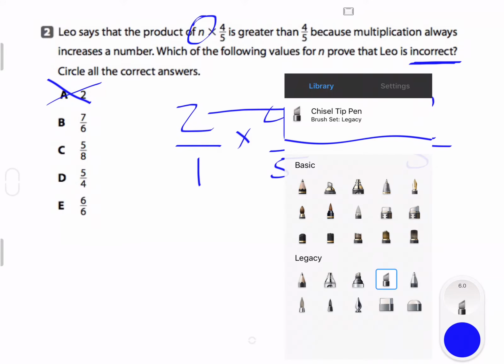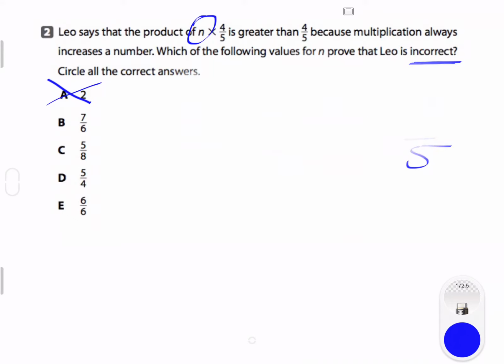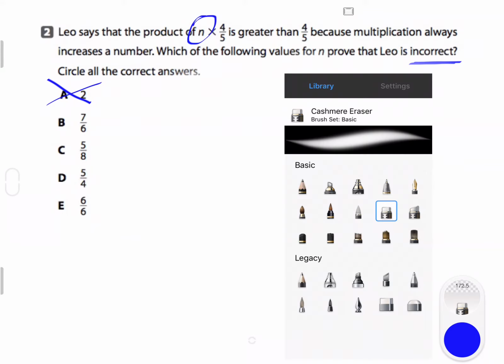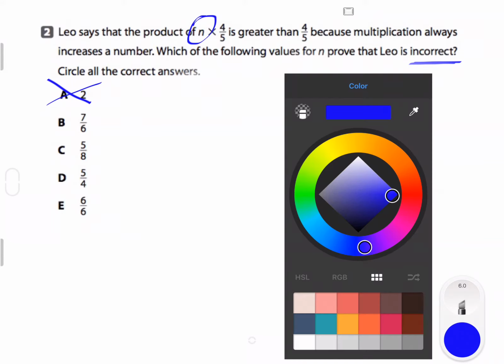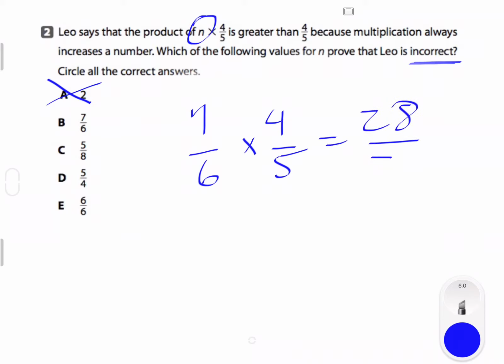The next one we have is 7/6. So we're going to set up the exact same thing for 7/6. And if the value that we get when we're done is smaller, then that's what we circle. So 7/6 times 4/5. We're going to get 28 for a numerator and 30 for a denominator. Then we're going to want to simplify it. We're going to divide each one by 2. And we get 14/15.